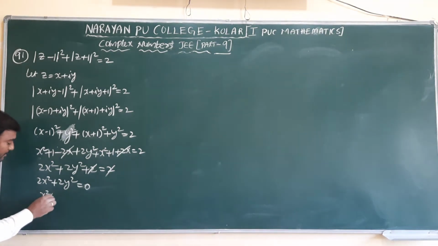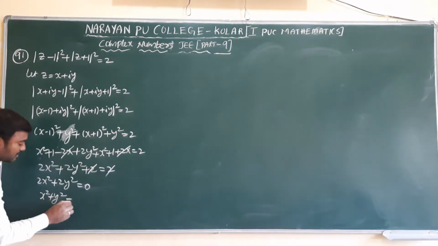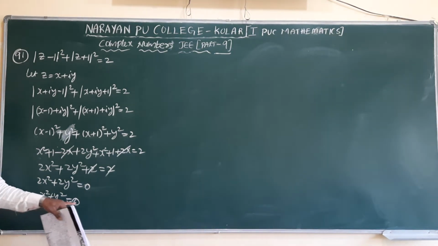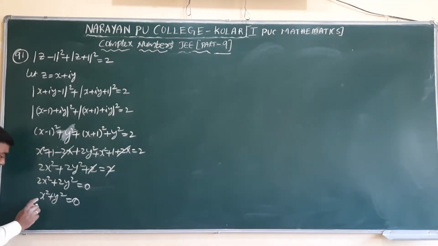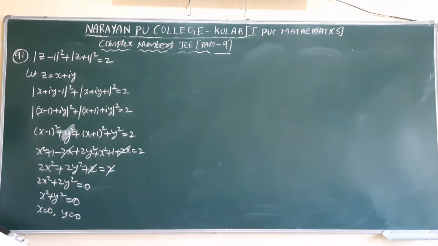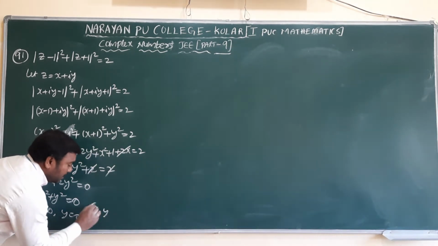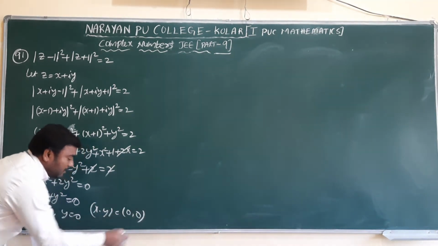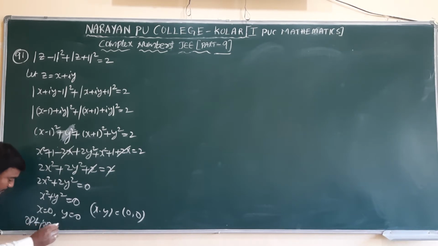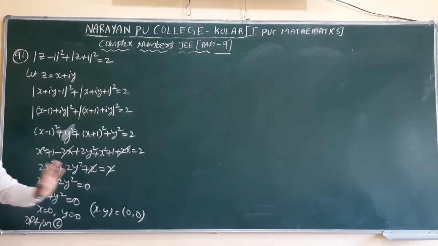Dividing by 2, x square plus y square is equal to 0. So if x is equal to 0, y is also 0. The point x comma y should be 0 comma 0. Among the options, the ordered pair is 0 comma 0. Option C is the correct option, the ordered pair 0 comma 0.